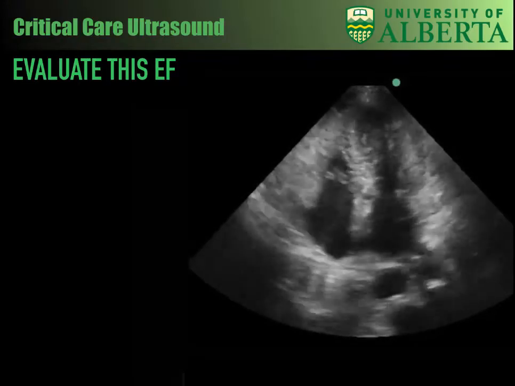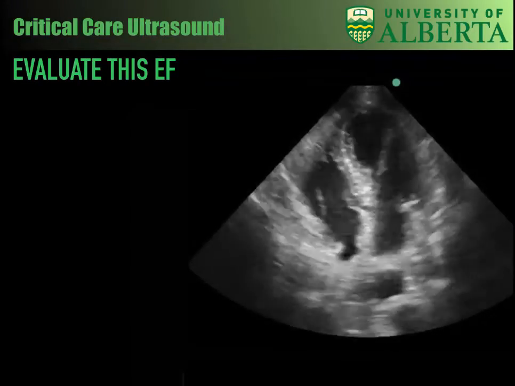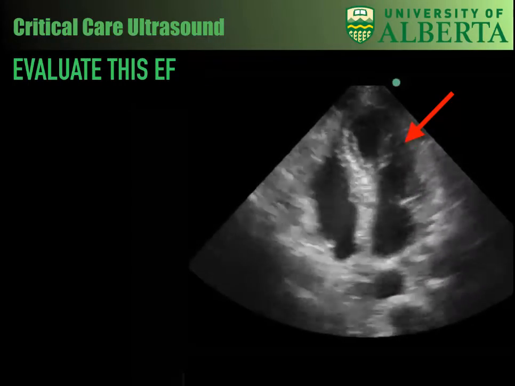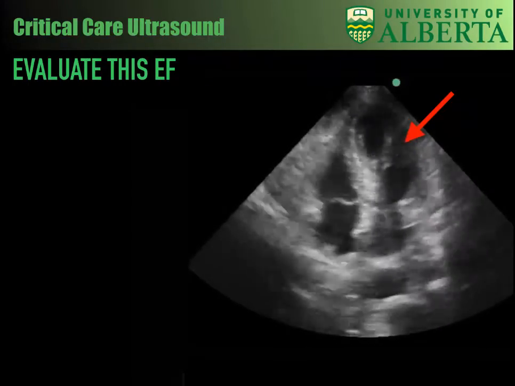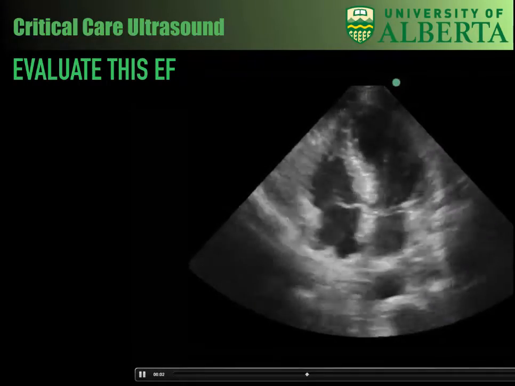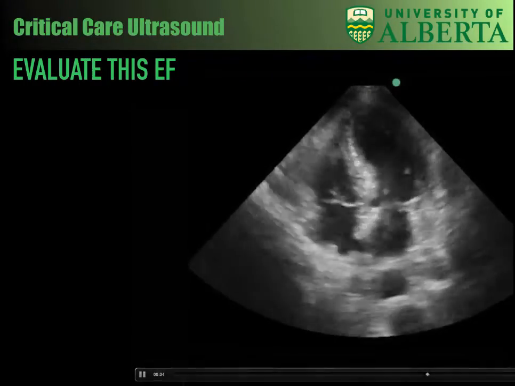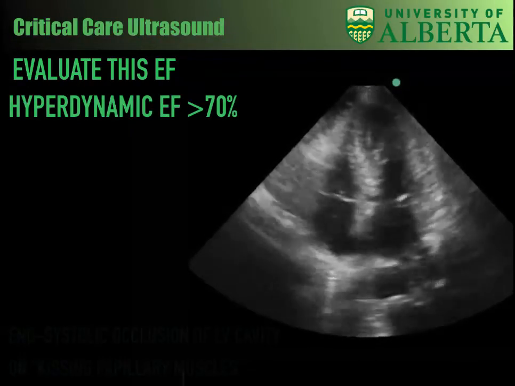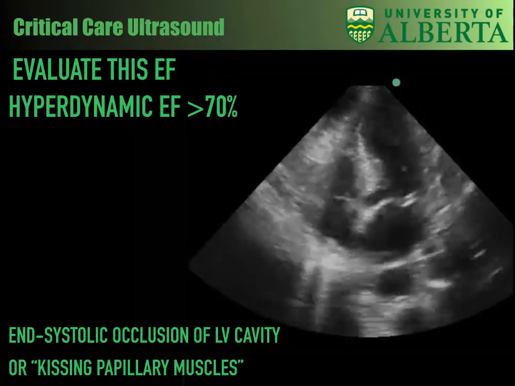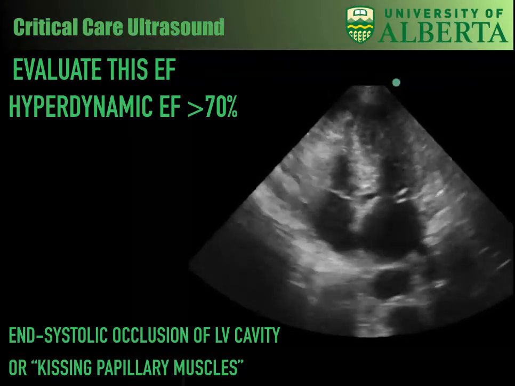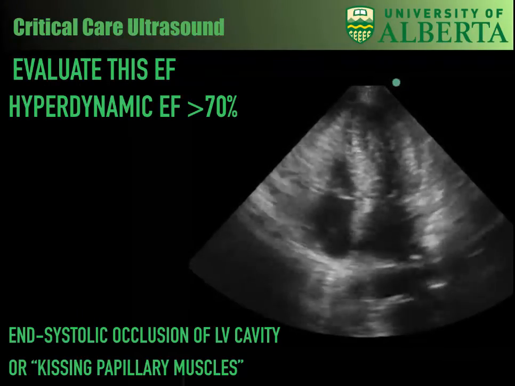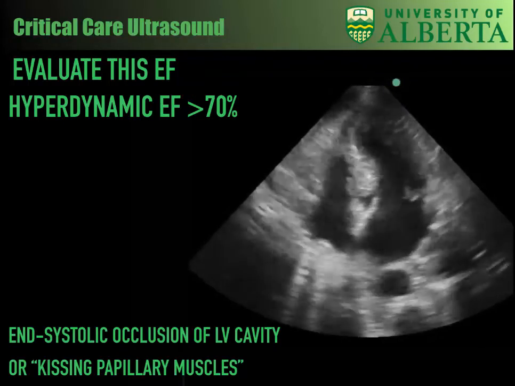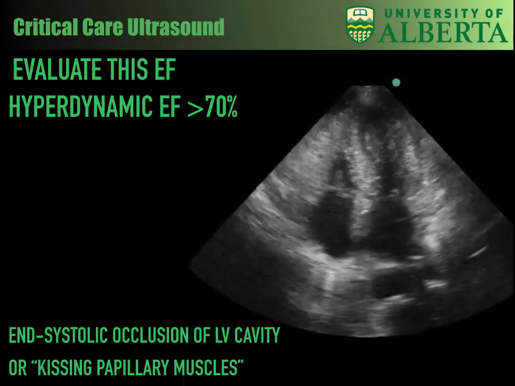Here is an apical four-chamber for you to view and make a quick decision what your thoughts are on the LV function. Okay, we can see here that the LV cavity is really reduced, if not eliminated, at the end of systole. And so in this case, it's hyperdynamic. And this is end-systolic occlusion of the LV cavity, or so-called kissing papillary muscles. Again, it is best to obtain more than one view to corroborate your hypothesis.